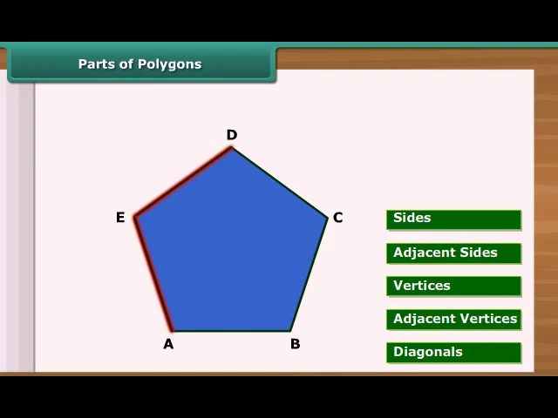The meeting point of a pair of sides is called a vertex. Here, A, B, C, D and E are the vertices of the given polygon. The endpoints of the same side of a polygon are called adjacent vertices. For example, A and B, B and C, C and D, D and E, E and A are adjacent vertices.